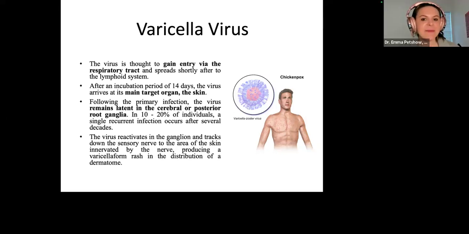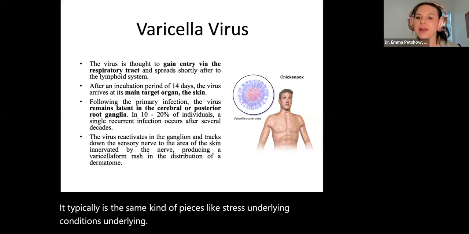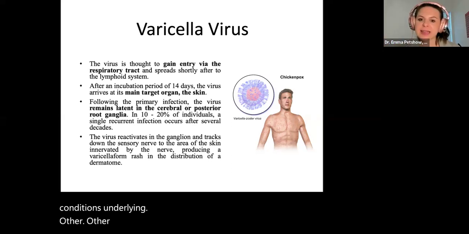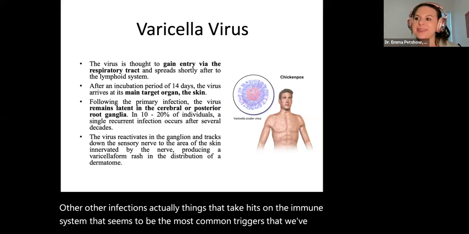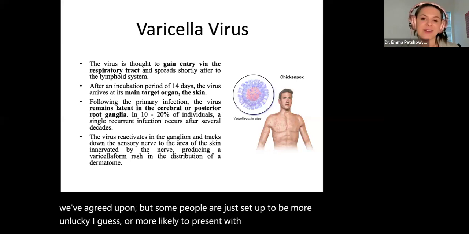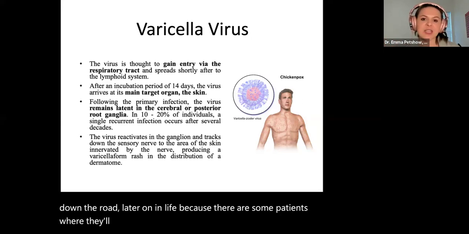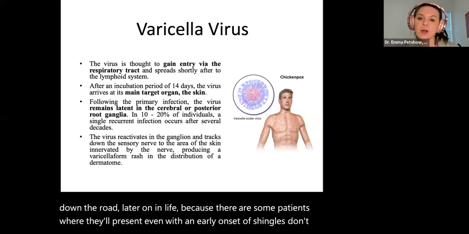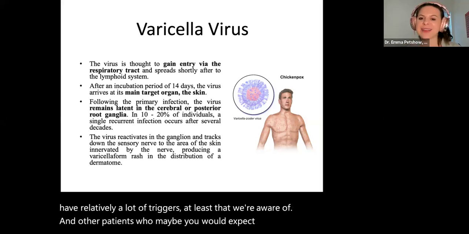It typically is the same kind of pieces, like stress, underlying conditions, other infections, actually, things that take hits on the immune system. That seems to be the most common triggers that we've agreed upon. But some people are just set up to be more unlucky, I guess, or more likely to present with shingles later on down the road, later on in life. Because there are some patients who'll present even with an early onset of shingles and don't have a lot of triggers, at least that we're aware of. And other patients who maybe you would expect would present with shingles or be at higher risk who don't.